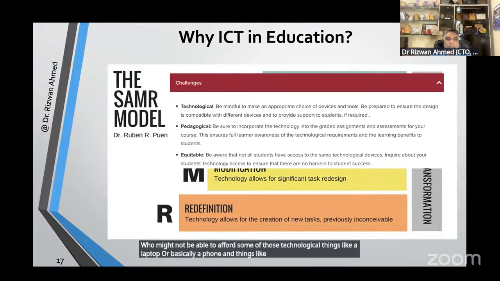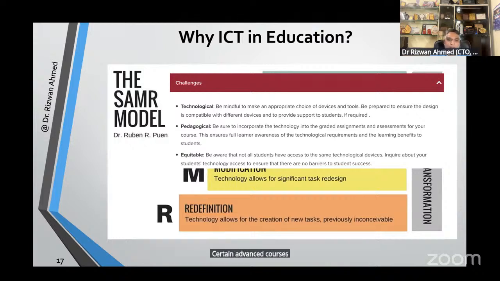And I know even the government is supporting some initiatives wherein students are able to get some of these things, so that they could participate when they are going for certain advanced courses like engineering, management, and others.